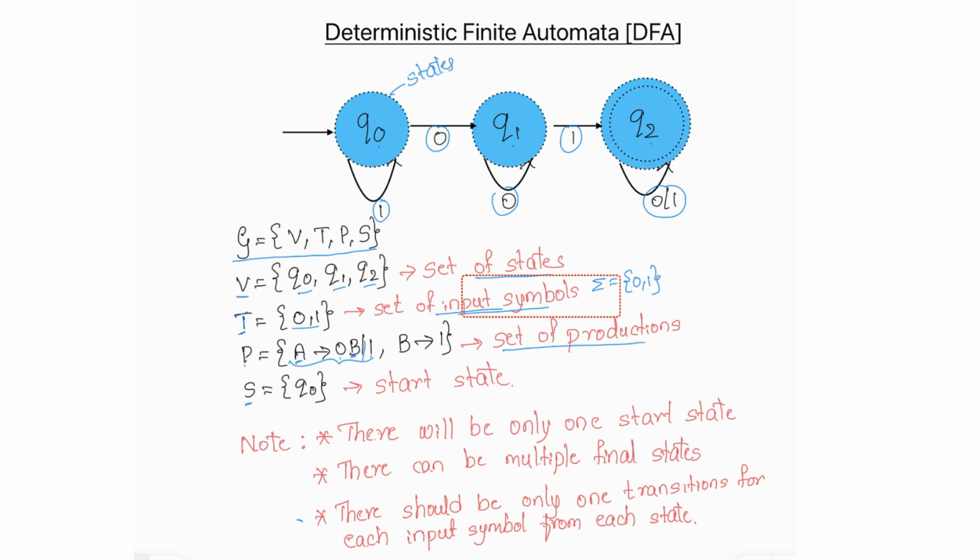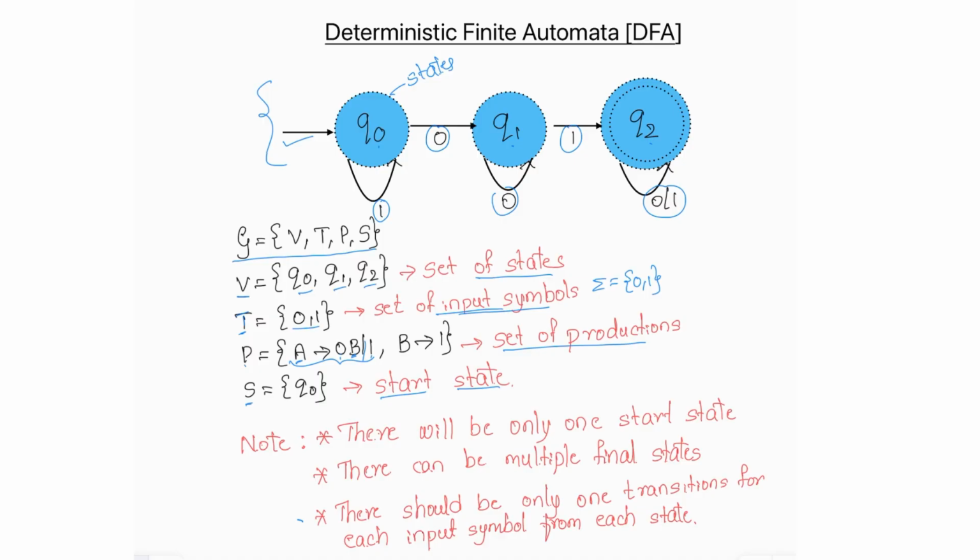Next is S, which represents the start state. In our given diagram, Q0 is the start state. Why is Q0 called the start state? Because the machine will start parsing the input string from the state Q0. How do we determine which state is the start state? The start state has an arrow before it which is not coming from any particular state. Before this arrow we do not have any state. Because of that Q0 is called the start state.